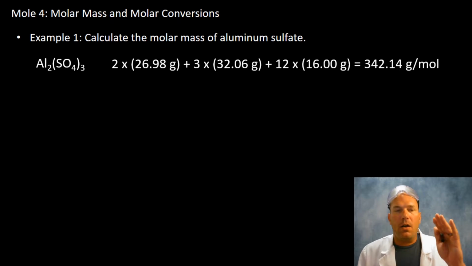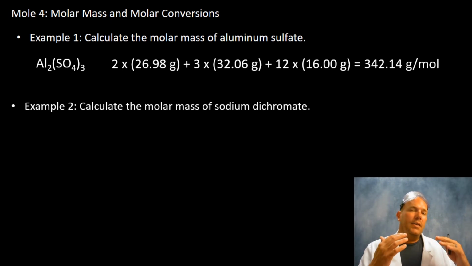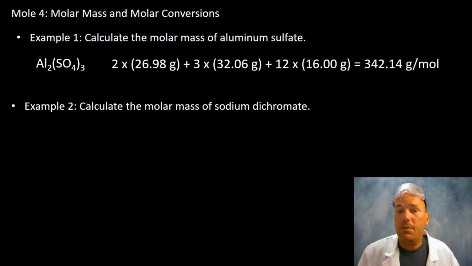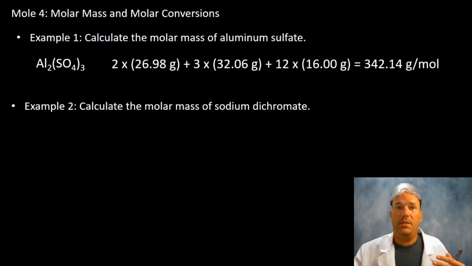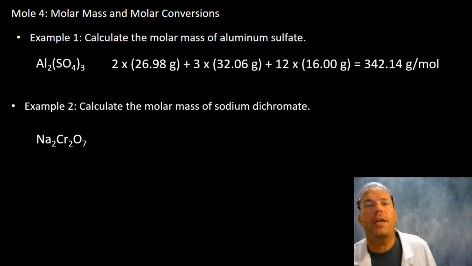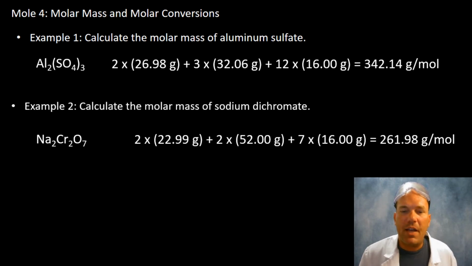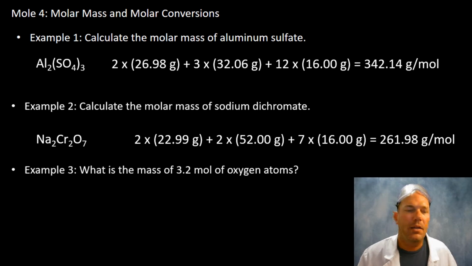Okay, so our next example here of calculating molar mass is calculate the molar mass for sodium dichromate. So pause, give it a shot. Sodium dichromate, composed of 2 sodium, 2 chromium, and 7 oxygen. If you take those values from your periodic table and plug them in, add them all up, answer 261.98 grams per 1 mole of sodium dichromate.